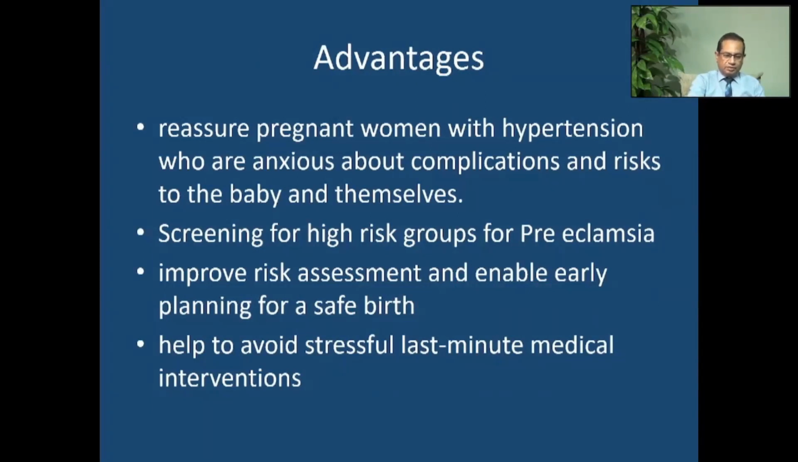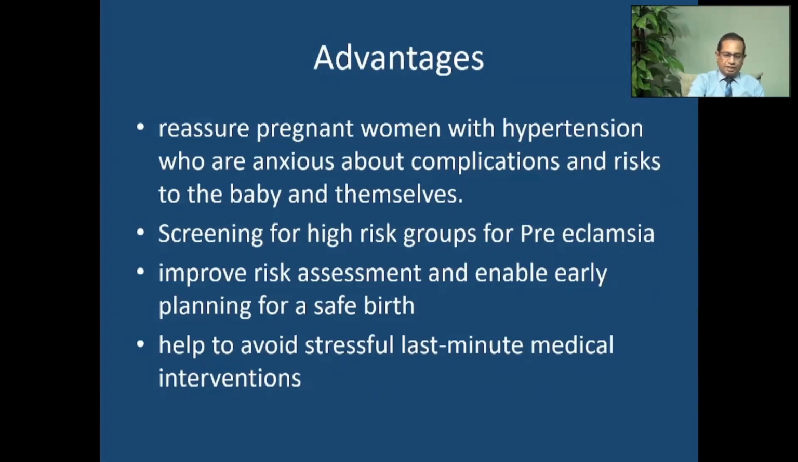And also it's important for screening for high risk groups for preeclampsia. This is basically a screening test. So someone who is having gestational hypertension or chronic hypertension, you can go ahead and do this test to see whether the patient is carrying a high risk for preeclampsia.